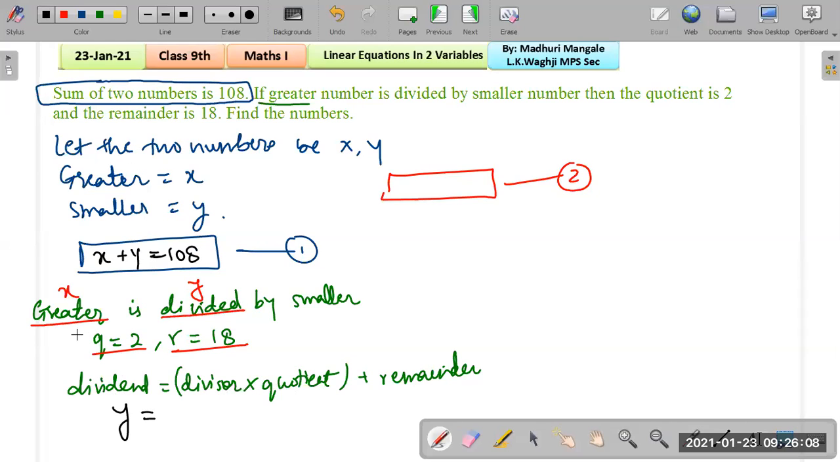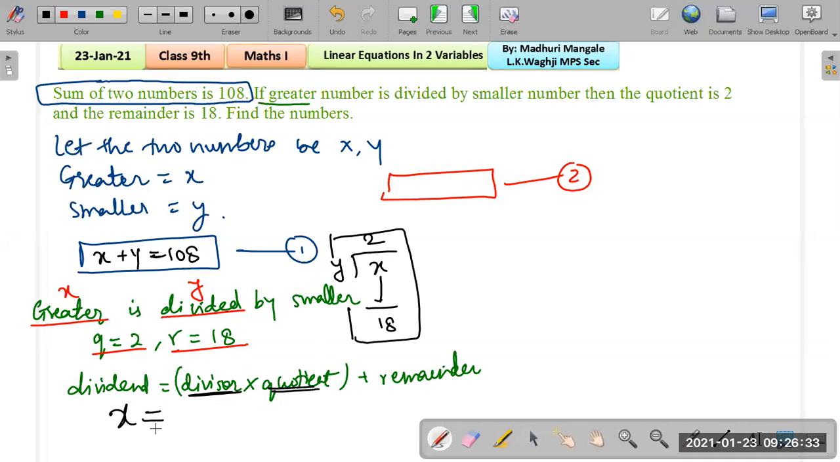Sorry, the greater number is the dividend. So here the dividend has to be x. So x equals divisor times the quotient. The divisor is y, because y is dividing x. It's like this: x divided by y, the quotient is 2, and you see the remainder is 18. The setup is like this. So x equals 2 times y plus the remainder, which is 18.